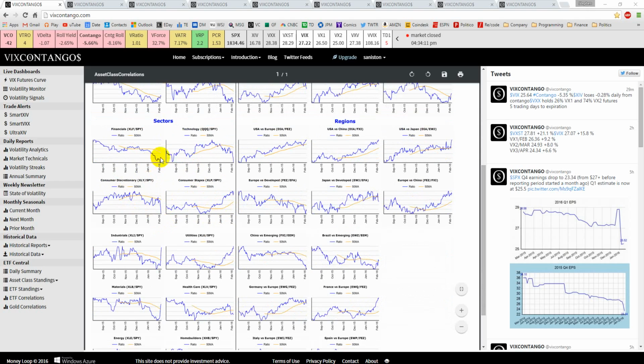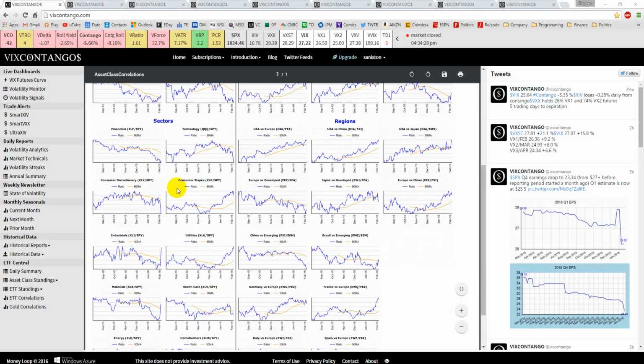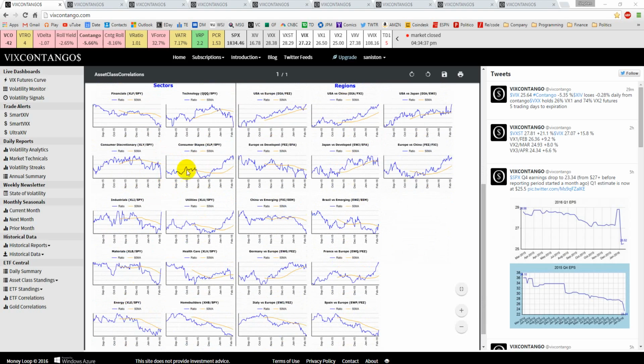We also have a sector breakdown where we compare each sector versus the S&P 500. We have financials, technology, consumer discretionary, consumer staples, industrial, utilities, materials, healthcare, energy, home builders. This gives you an idea where money is going inside of the S&P 500, where money is going into and where it's leaving. For example, money is leaving the financials and technology and consumer discretionary and is going into the staples, utilities, industrials, and materials as of late.